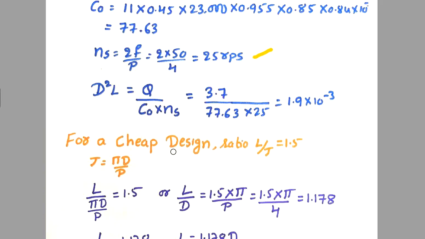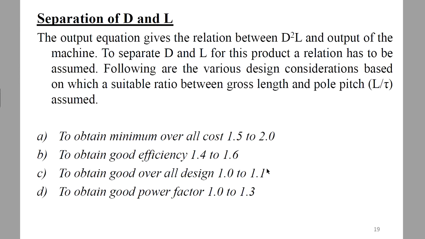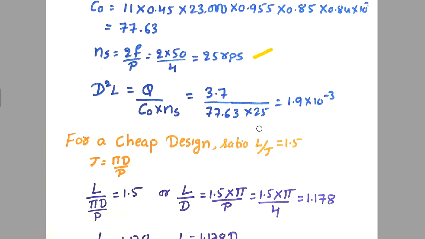Now, in the question, a cheap design has been asked. Cheap design means it should be of minimum cost. So for a minimum cost, the ratio of L, the length of the core, to the pole pitch is 1.5. As we have learned, it is 1.5 to 2. I am taking 1.5; you can take 1.6, 1.7 up to 2.